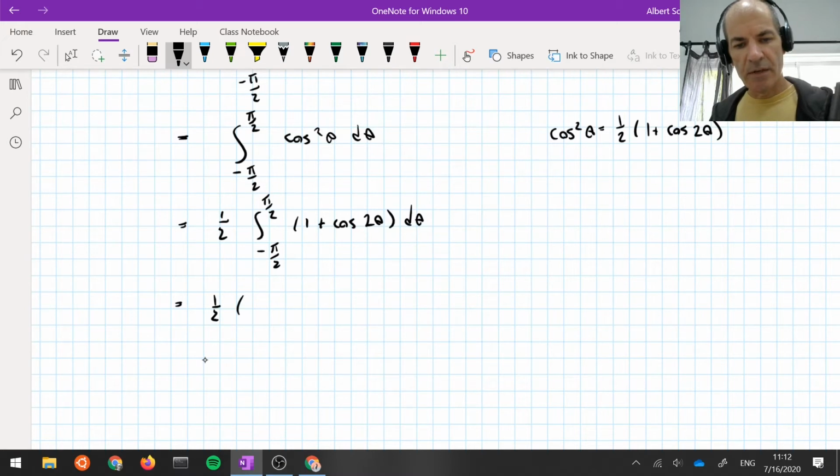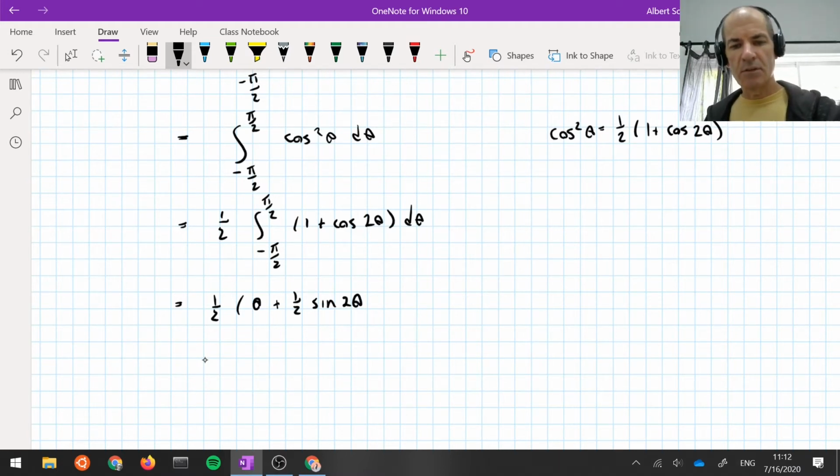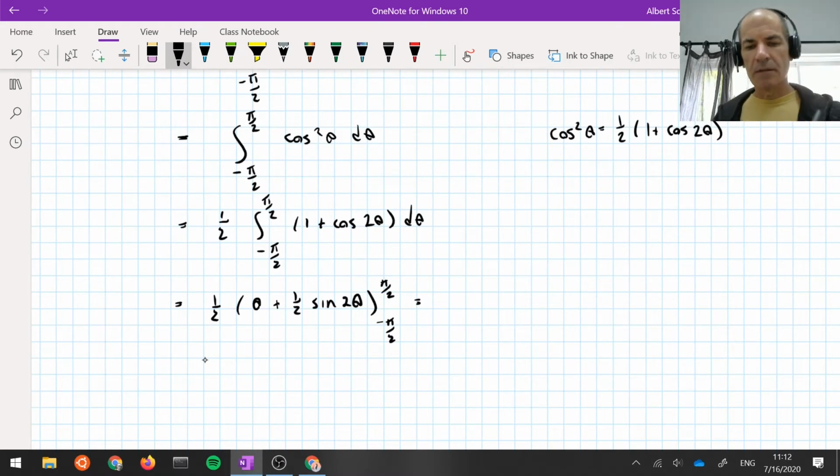So we integrate, we get theta plus 1/2 sine 2 theta. That's the antiderivative of cosine 2 theta. And we're evaluating from -pi/2 to pi/2. Now, if I plug pi/2 and -pi/2 into the sine function, in both cases I get 0, so this doesn't matter.